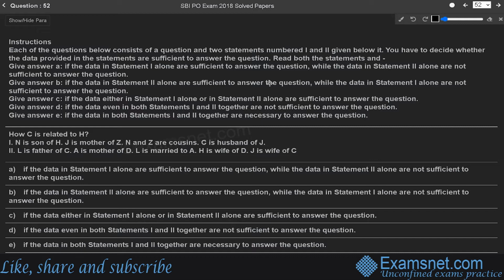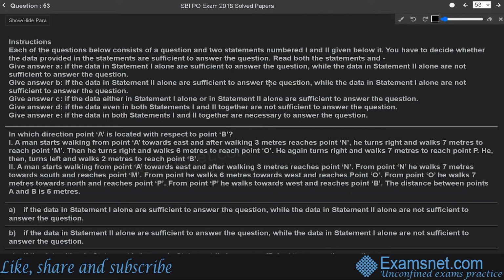Statement 2 says that L is father of C, A is the mother of D, L is married to A, H is wife of D, and J is wife of C. That implies that L is husband of A, and their children are C, who is male, and D. Also, H is wife of D. It implies that C is the brother-in-law of H. Thus, we can say that statement 2 alone is sufficient. So for this question also, the correct option will be option C, which says that if the data either in statement 1 alone or in statement 2 alone are sufficient to answer the question. So the correct option will be option C here.